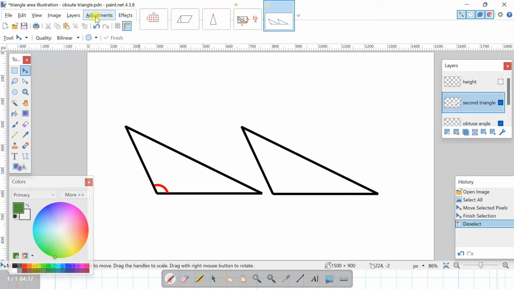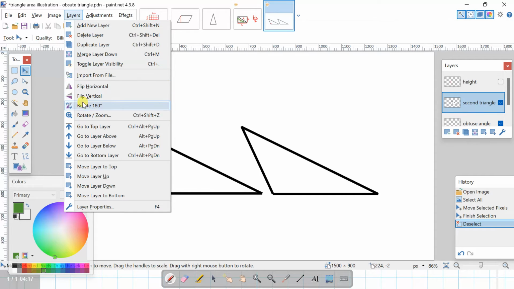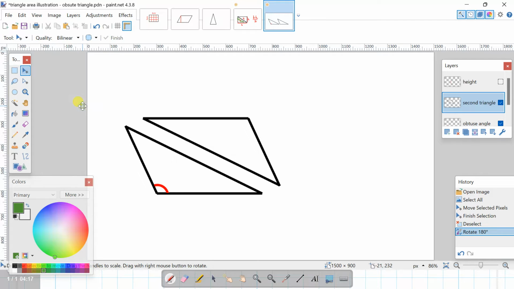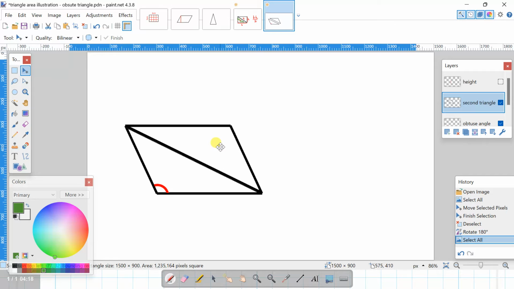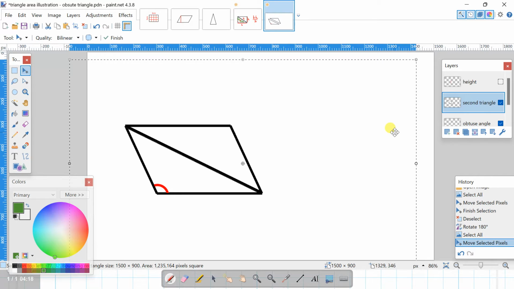Then I flip the second one. Okay, just flip it and I connect it to the first triangle. So what do we get here? Now we get a parallelogram.